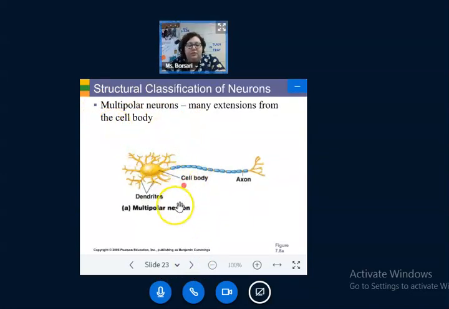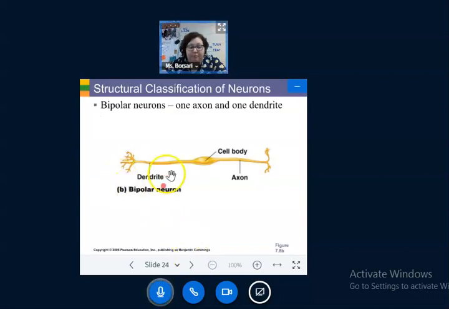Now, we can say that with a lot of our neurons, we refer to them as multipolar, which means that they've got a lot of separate extensions from the cell body. When you think of things like poles, think of them like ends or projections. So multipolar means has many extensions coming off of the cell body.